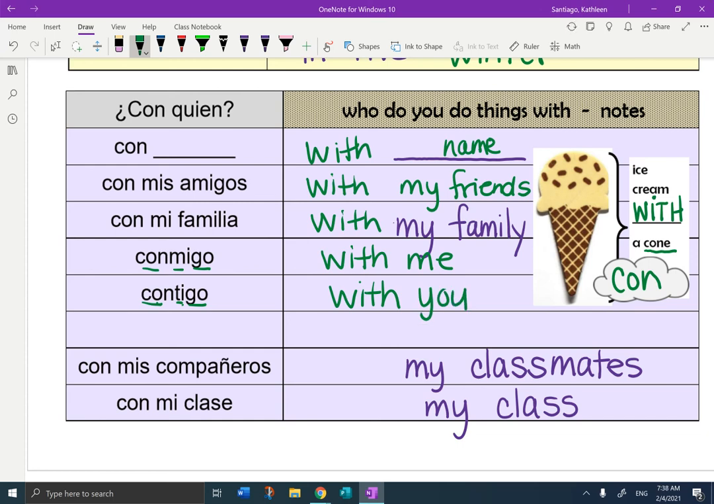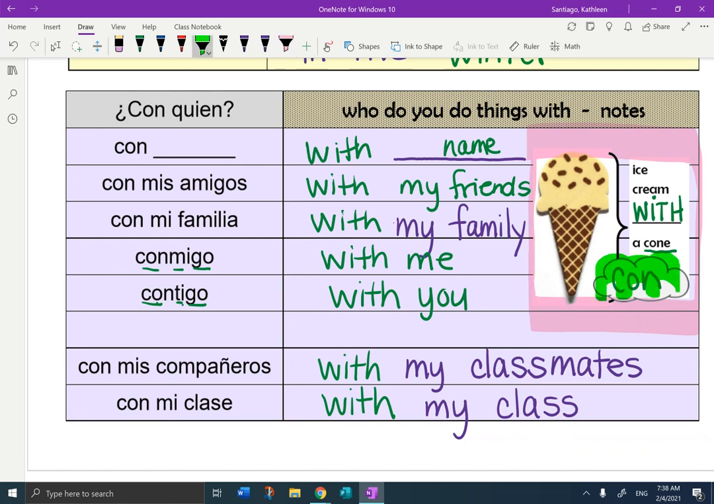Con mis compañeros. With my classmates. Con mi clase, with my class. I studied Spanish with my class. Yo estudio español con mi clase. So the big thing to remember really is, right here, we have to remember con means with. I eat my ice cream with a cone. Okay, con means with. Okay, that's the end of these notes.